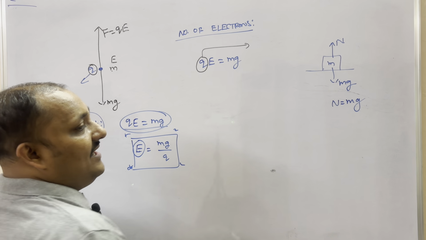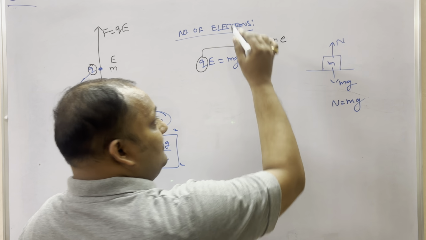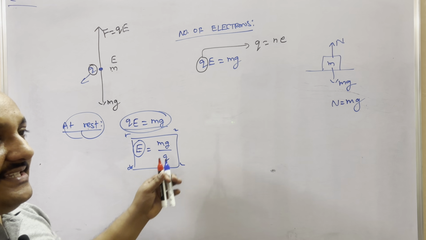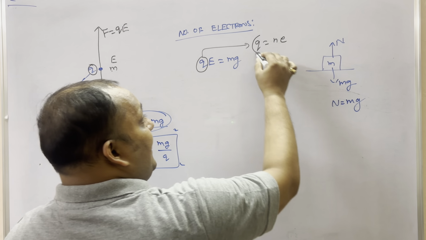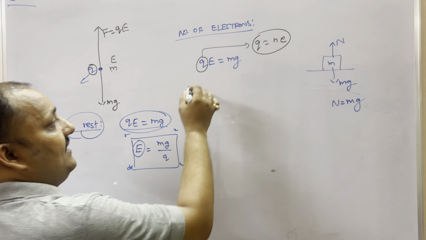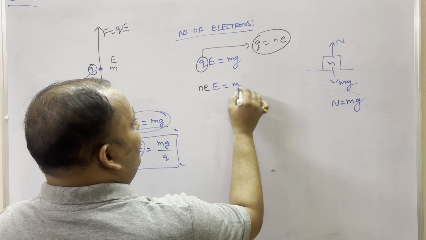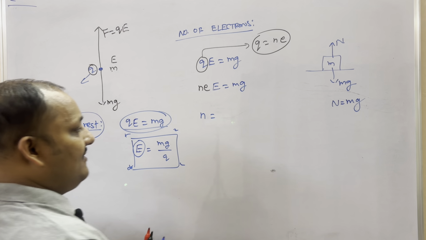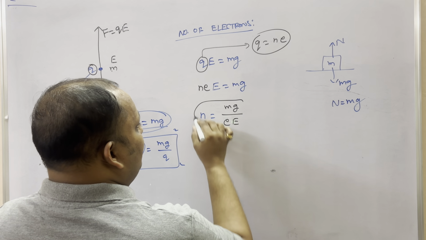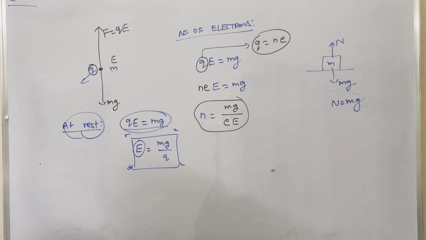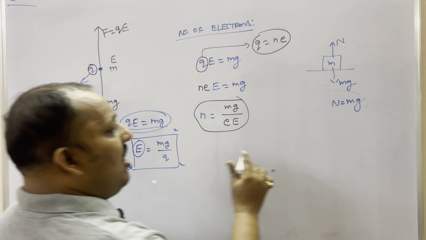We discussed already the quantization of charge. Do you remember? Charge is additive, charge is conserved, charge is quantized. There we have discussed this: Q equal to Ne. Therefore, Ne, small e, into capital E equal to mg. So small n is equal to mg by eE. This is nothing but the number of electrons present within that charge to keep the charge at rest position.